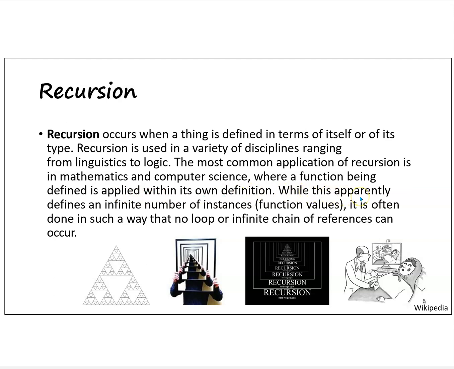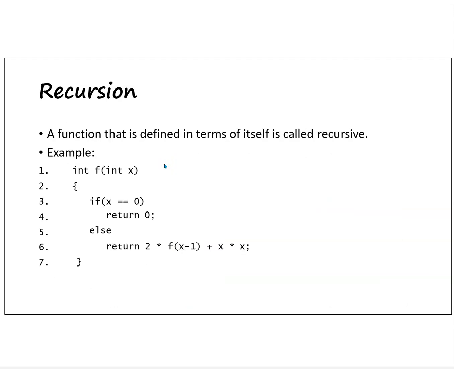own definition. While this apparently defines an infinite number of instances, it is often done in such a way that no loop or infinite chain of references can occur. So, a function that is defined in terms of itself is called recursive. Here's an example. int f(int x): if x equals 0, return 0. Otherwise, return 2 times f of x minus 1 plus x times x.